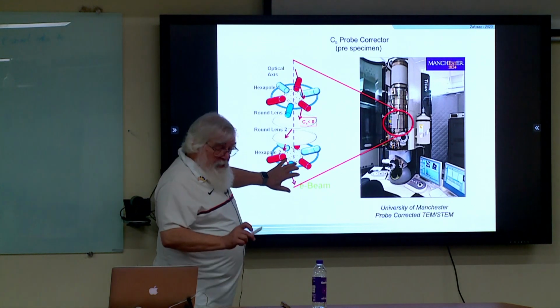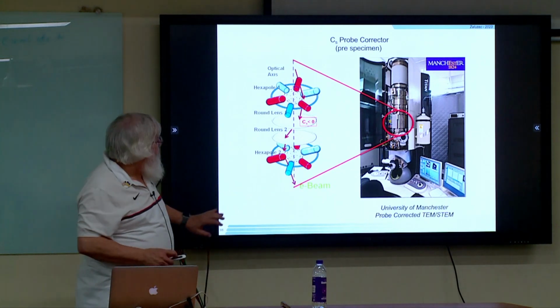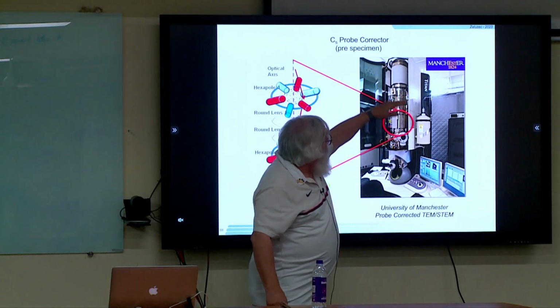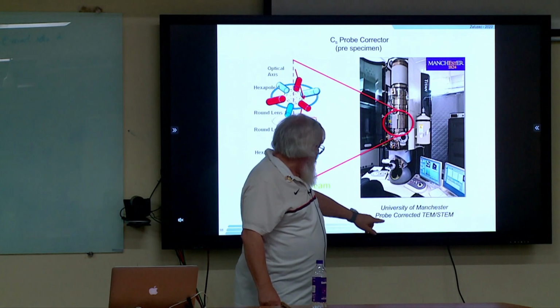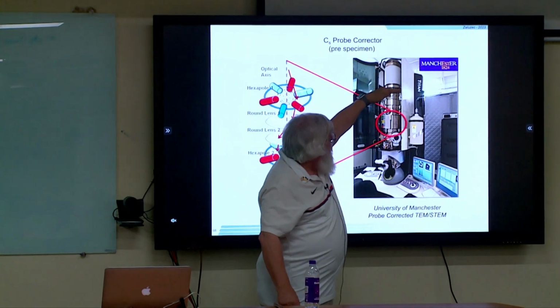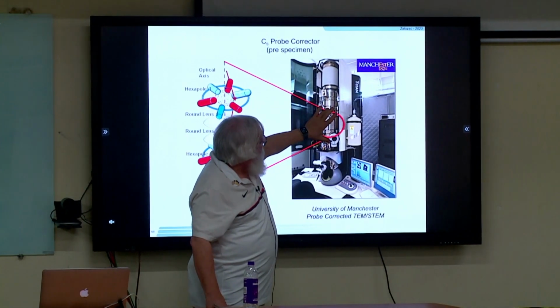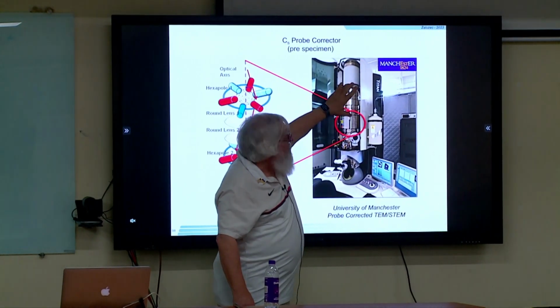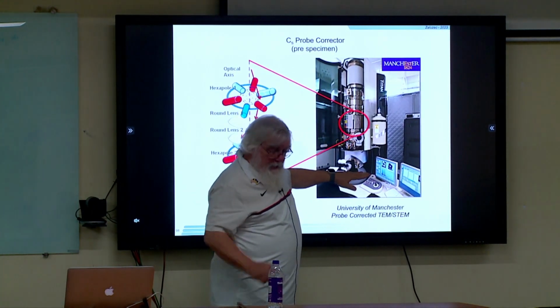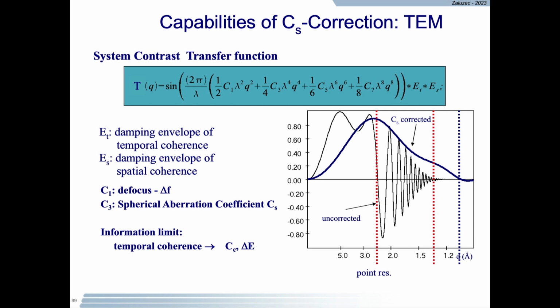I'm going to just show you some pictures of correctors now. So this is the electron microscope at the University of Manchester. What we have is a field emission gun, we've got condenser lenses, and then we have something that's as big as all the condenser lenses, the probe corrector, then the sample, and then no image corrector, okay? Let's go.